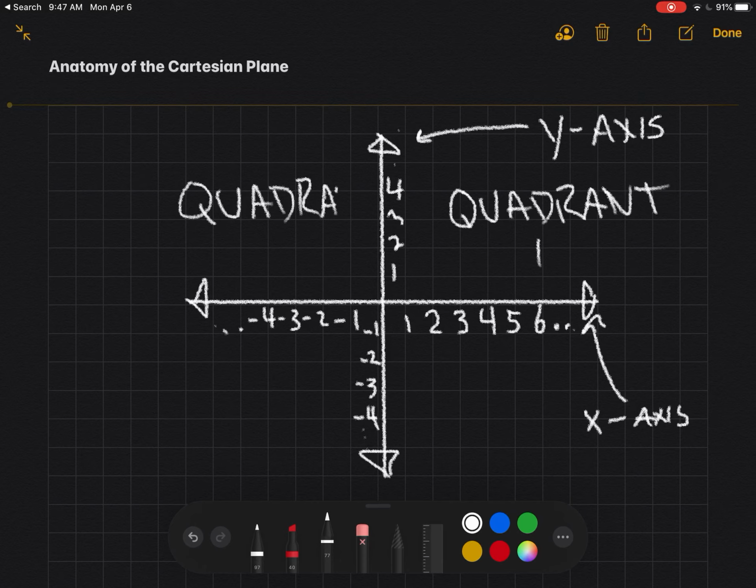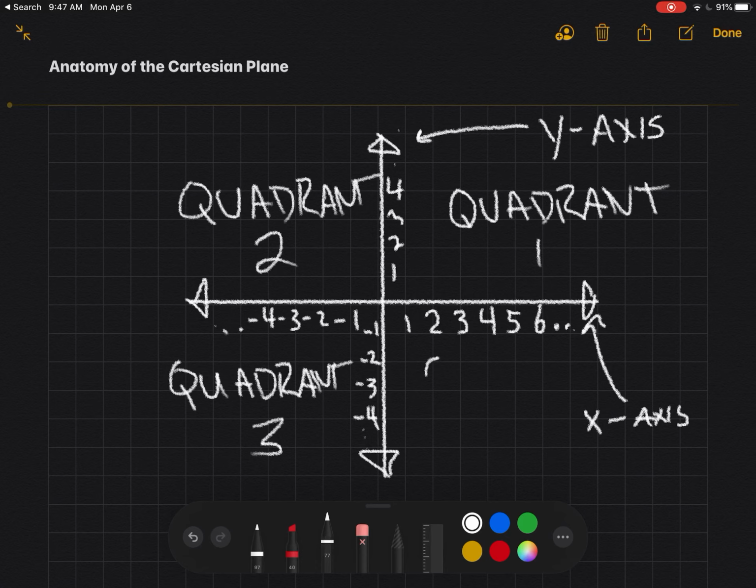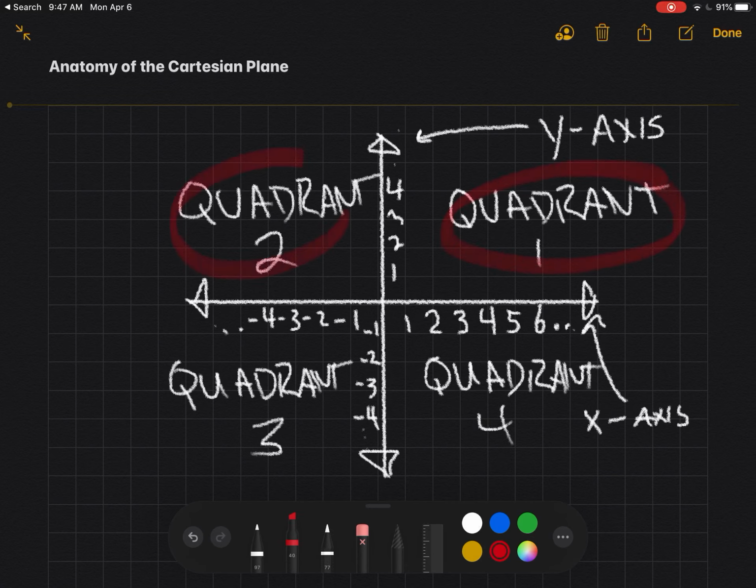and we would call this quadrant 2. We would call this quadrant 3. And we would call this quadrant 4. So we have 1, 2, 3, 4 pieces of our graph, of our quadrant system. And so this is the anatomy of the Cartesian plane.